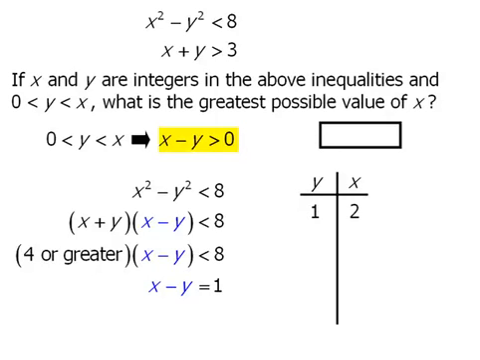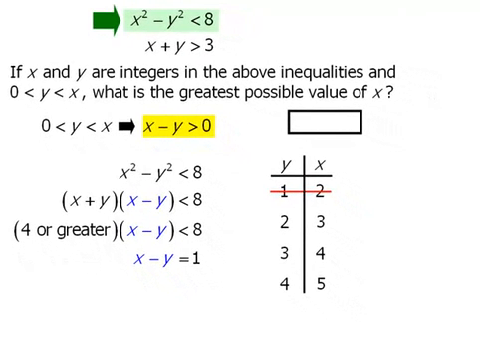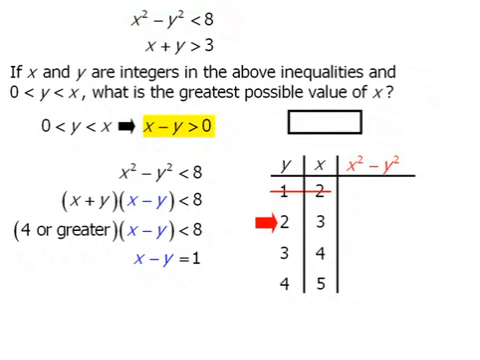Well, y could equal 1 and x could equal 2, y could equal 2 and x could equal 3, and so on. Now the question tells us that x plus y must be greater than 3, so we can eliminate this pair. We also know that x squared minus y squared is less than 8. So let's plug our x values and y values into this expression and see what happens. We'll begin here.